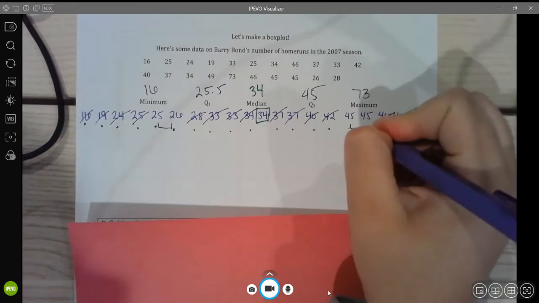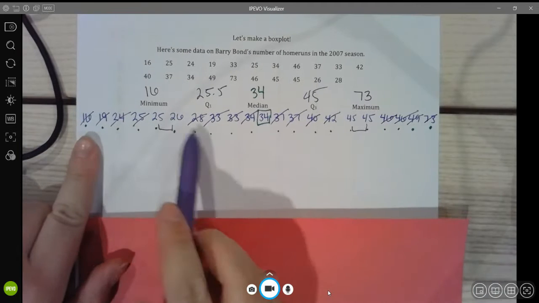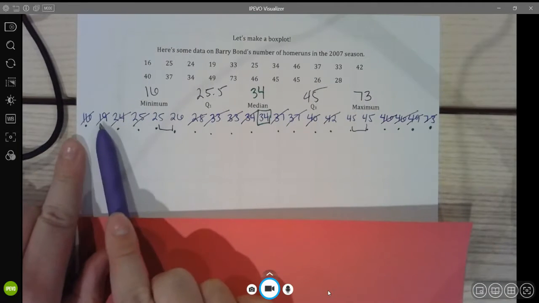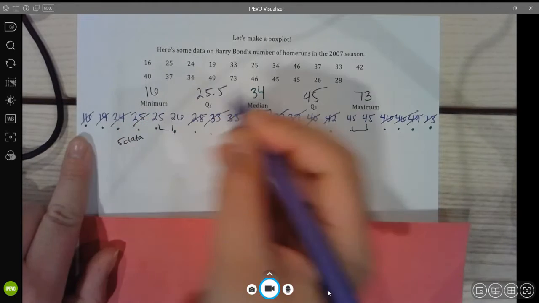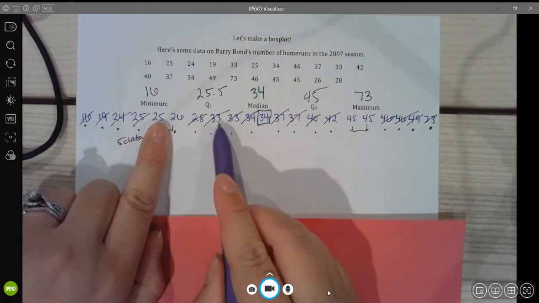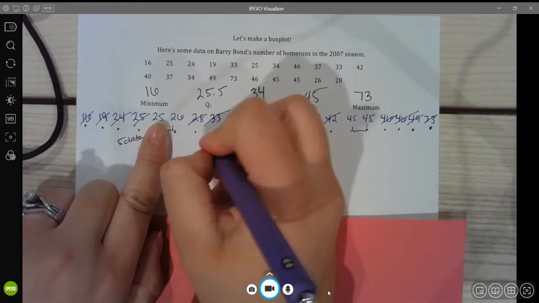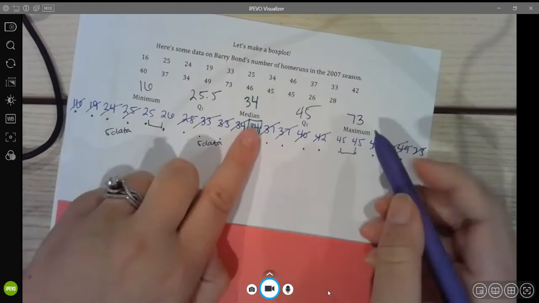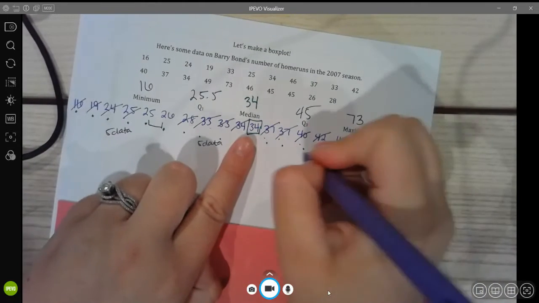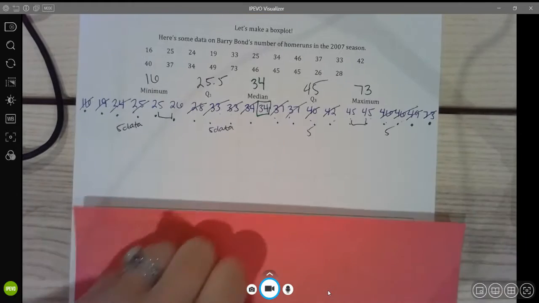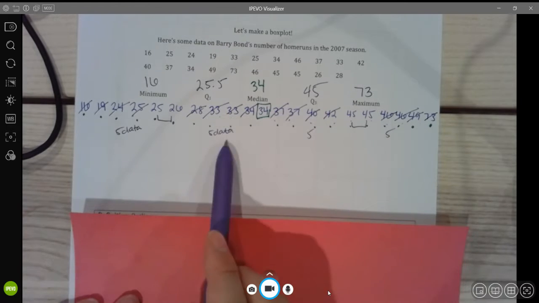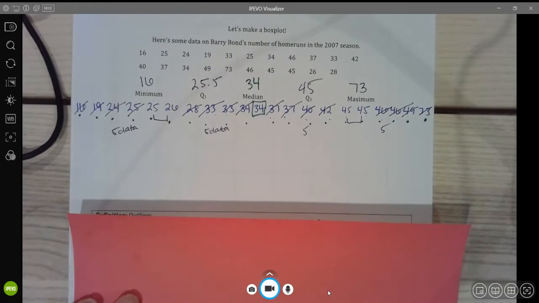So let's take a look here. This number, 25 and a half, includes 1, 2, 3, 4, 5 pieces of data. This one includes 1, 2, 3, 4, 5 pieces of data. This one also includes 5 pieces of data. So there are my quartiles, Q1, Q2, and Q3. They all include 25% of the data, so they all include 5 pieces of data.